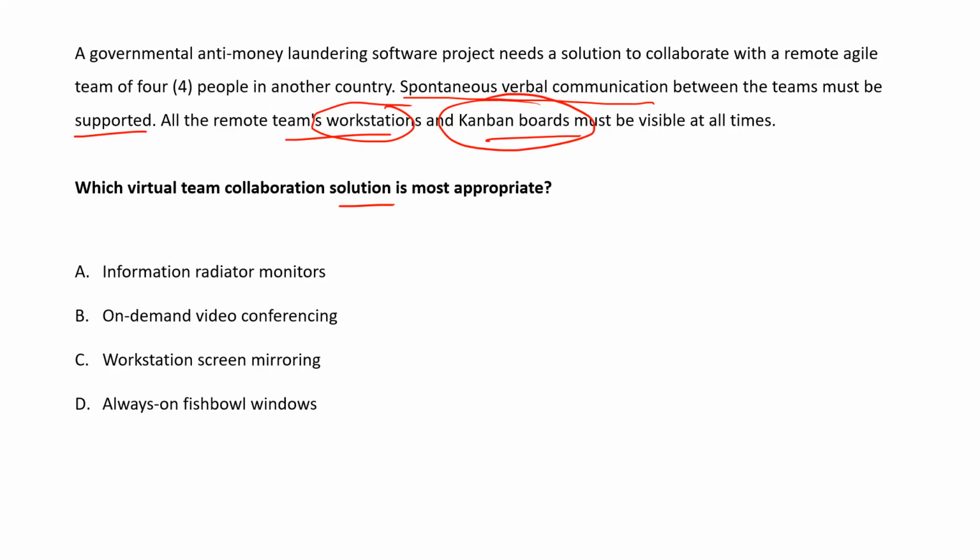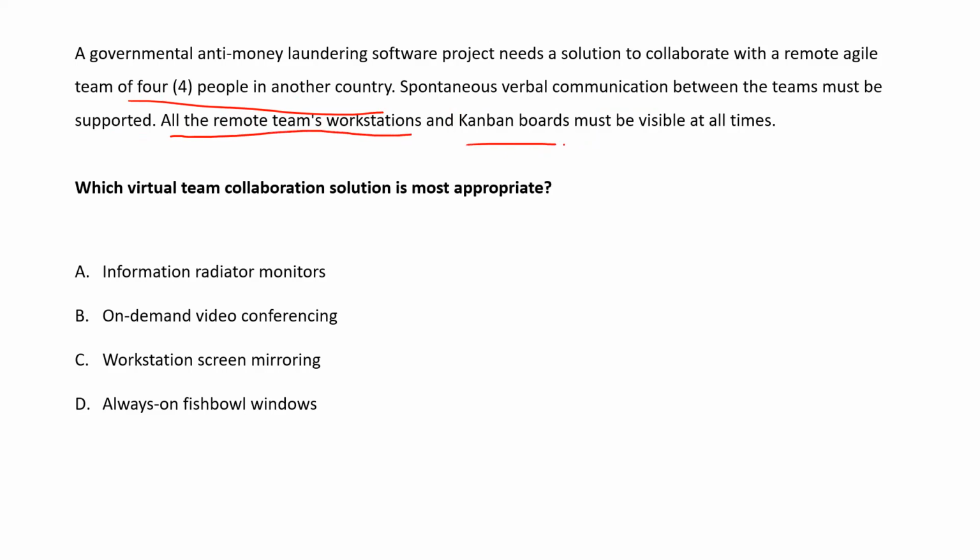Which virtual team collaboration solution is most appropriate? You are still not getting the point. You keep answering the same thing. If you look at it, 4 people in another country, all the remote team workstations and Kanban board must be visible. You need all to be visible at one time.